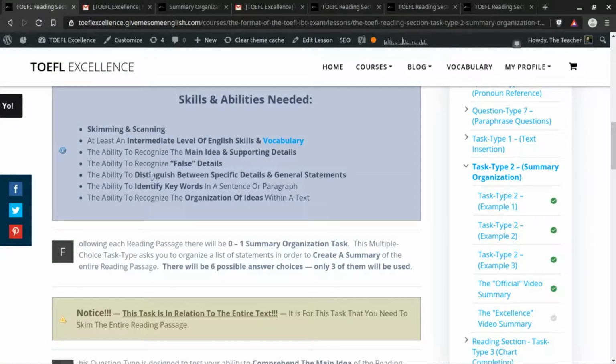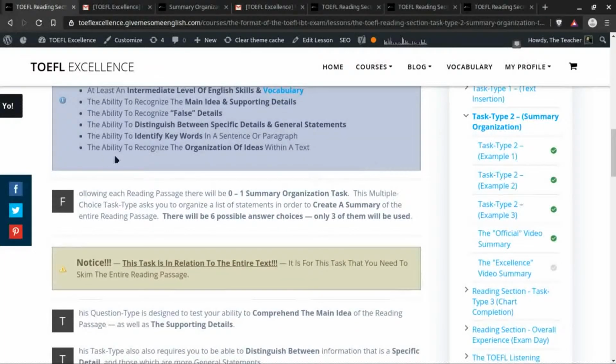You'll also have to be able to distinguish what is a false detail. This is very similar to just information which is factually not true. You'll have to be able to distinguish between specific details and general statements. That's because there will be answer choices which are specific details from the reading passage, and they are factually true, but they don't necessarily constitute a summary statement. We need statements that summarize the passage. We're not just repeating factual information. We're providing a summary.